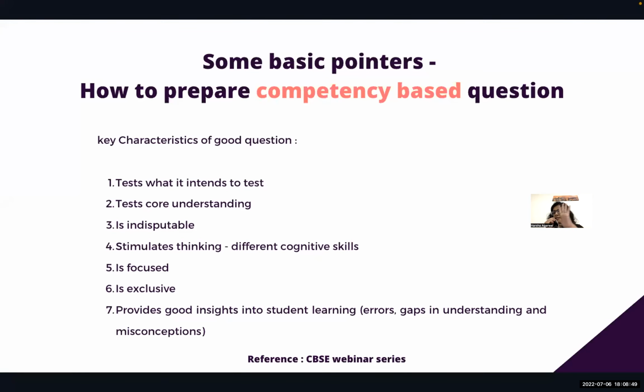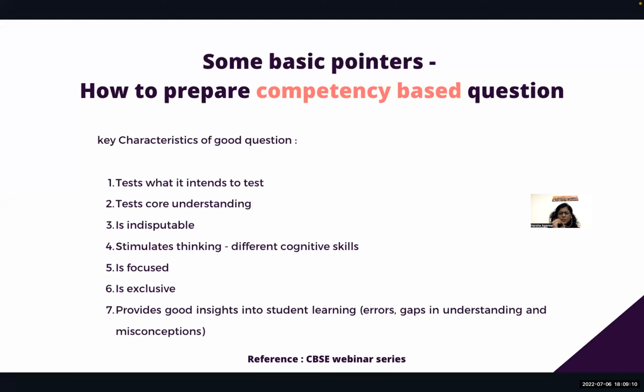So competency based questions can basically be presented in any format. Today we are going to discuss two formats for the same. One is case based, one is assertion and reasoning. All right, and we'll discuss all these things again in detail with subject examples, and PDFs which I'll be sharing with you now. All right. Then the third point is: it's indisputable.